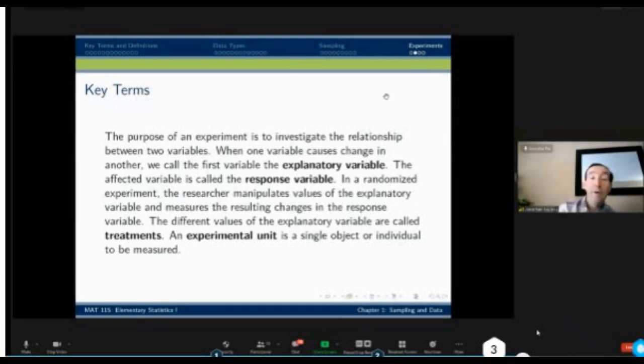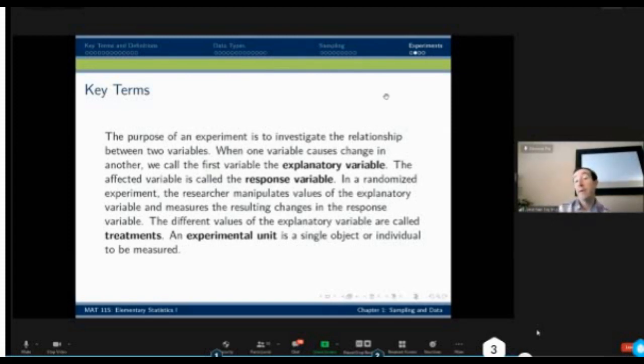All right, I've already used a couple of these terms already, but just to make sure we're on the same page, what we're often doing with an experiment is trying to understand the relationship between two variables. When one of them causes the change in the other, or at least we're treating it that way for the purposes of our experiment, then the first variable is called the explanatory variable. You may think of that as the independent variable as well. The second variable, the one that's affected, is called the response variable, and that's the dependent variable.